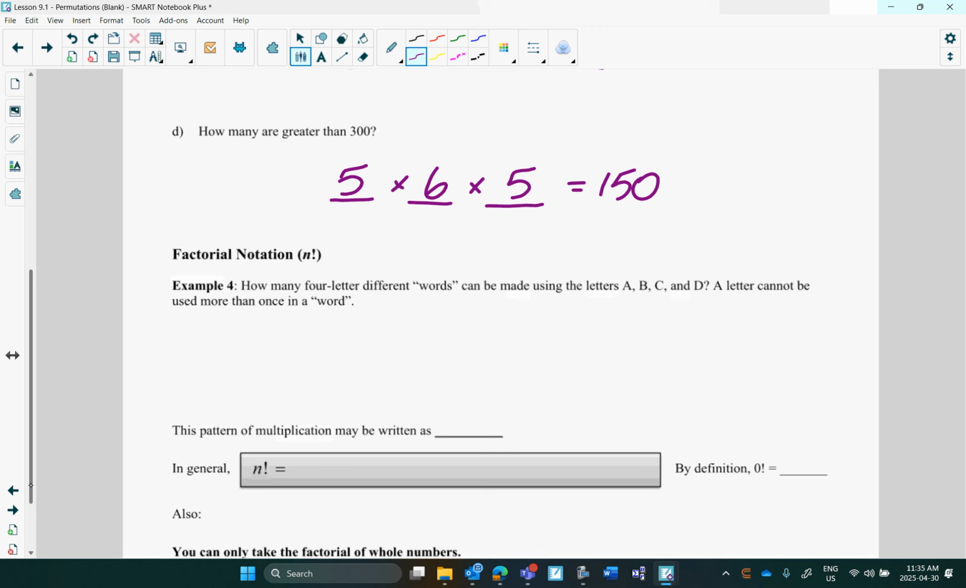It depends on the question being asked, right? If it talks about an odd or even number, I got to go to the end first. If it talks about being less than or greater than some number, I got to go to the beginning first. Let's try another one.